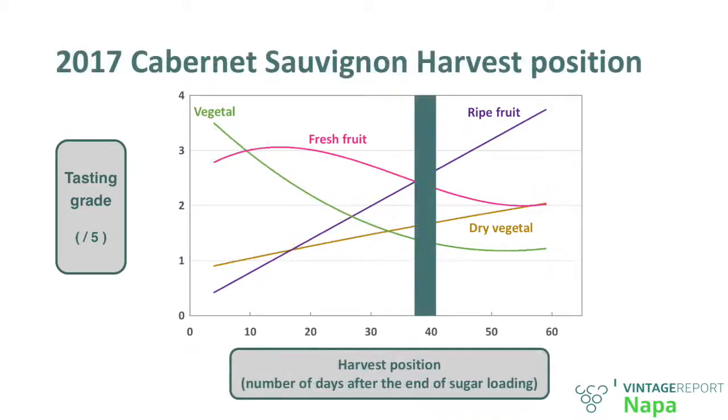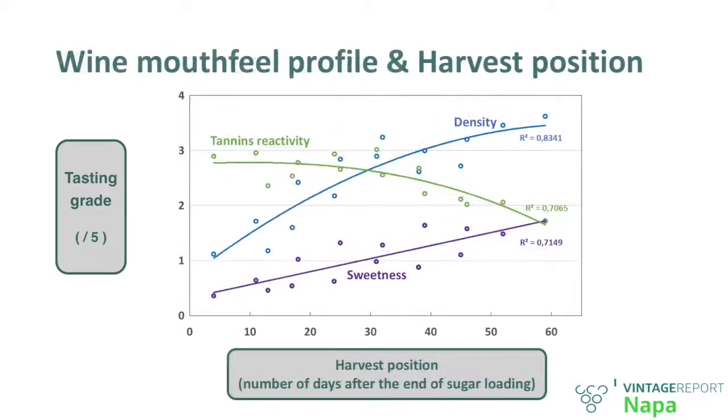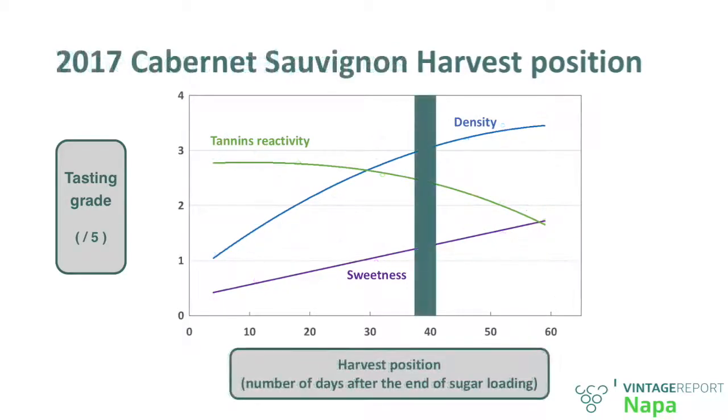So for the last vintage, the position is just at the beginning of the ripe fruit profile. In terms of mouthfeel, you have the evolution of reactivity of the tannins, density, sweetness, and for that vintage, perhaps we can conclude that you will have reactive tannin in the wines, medium level of sweetness, and perhaps good density.